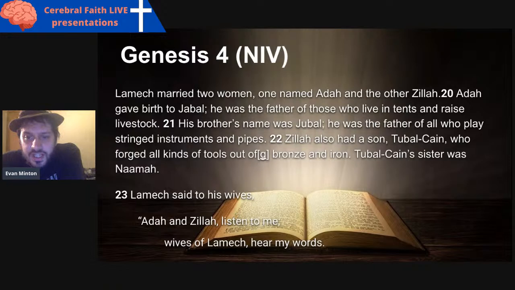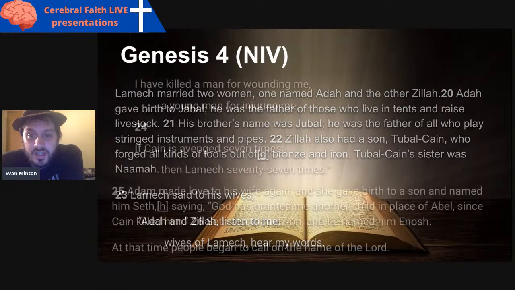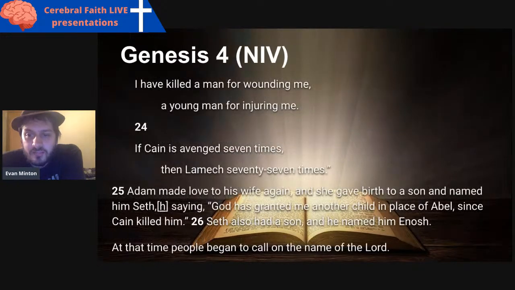Tubal-Cain's sister was Naamah. Lamech said to his wives, "Adah and Zillah, listen to me. Wives of Lamech, hear my words. I have killed a man for wounding me, a young man for injuring me. If Cain is avenged 7 times, then Lamech 77 times."